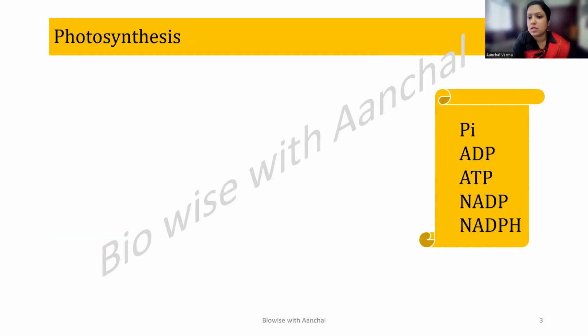The next chapter, photosynthesis. In this, we have these many words. What is PI? We have used PI like ATP breaks down into ADP and PI and releases a lot of energy. Similarly, ADP and PI combine in the presence of light. I hope you know photophosphorylation. That helps in the formation of ATP. NADP and NADPH. So what is the full form?